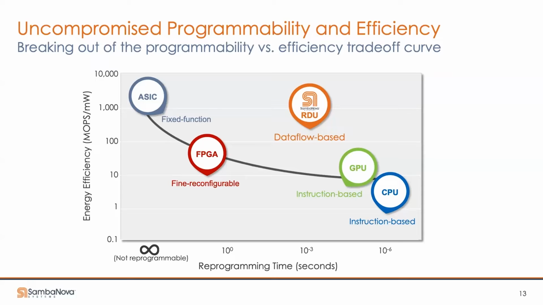On the rightmost side of the graph are the CPUs and the GPUs, which are easy to reprogram, but are also not as energy efficient as one would like them to be. FPGAs are a good trade-off between them, but the RDUs that we are pioneering provide an even better trade-off than what FPGAs can provide, in that we are more energy efficient than FPGAs while being faster to reprogram.